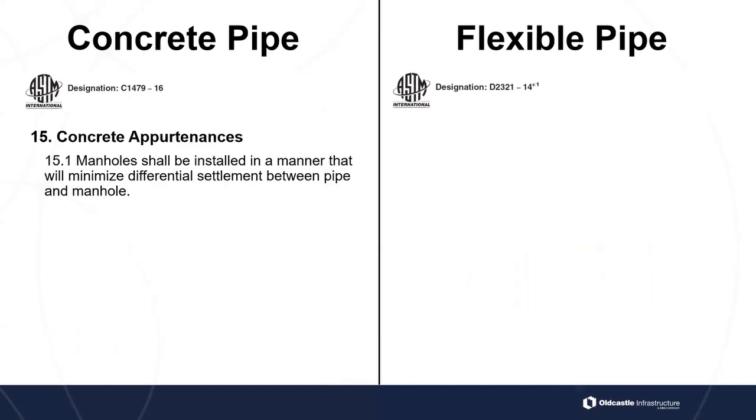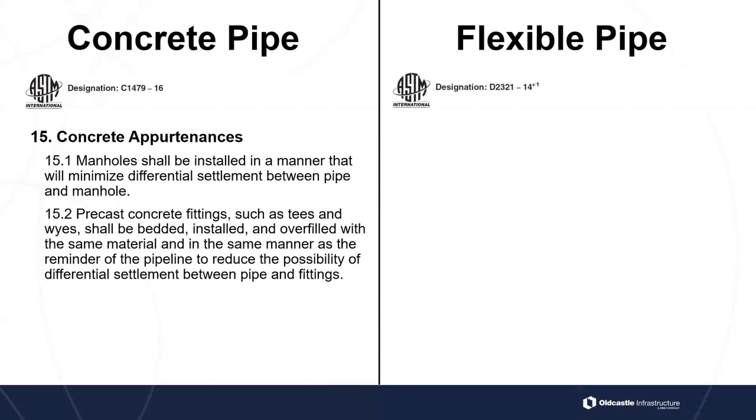So concrete appurtenances, like manholes, will be installed in a manner that will minimize differential settlement between pipe and manhole. That's always a problem, getting that compaction around the manholes and making sure that our pipe and our manhole don't settle. Precast concrete fittings such as T's, Y's shall be bedded, installed, and overfilled with the same material and in the same manner as the remainder of the pipeline to reduce the possibility of differential settlement between pipe and fitting. So that's pouring a concrete collar around it to ensure that it's connected so that it doesn't move and go anywhere.